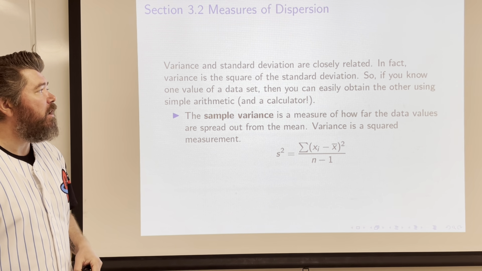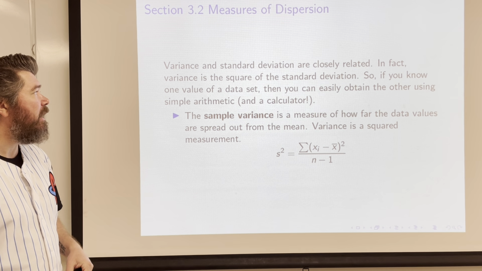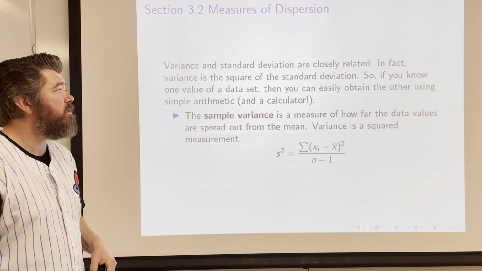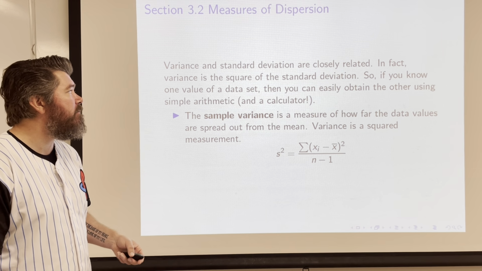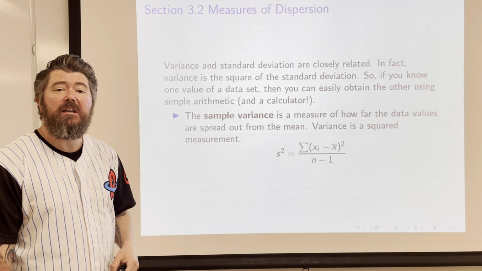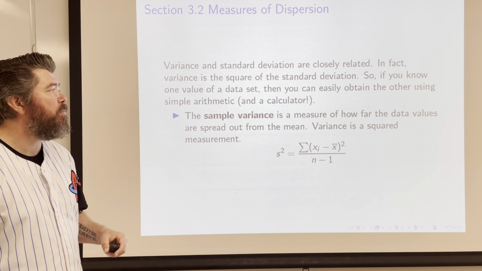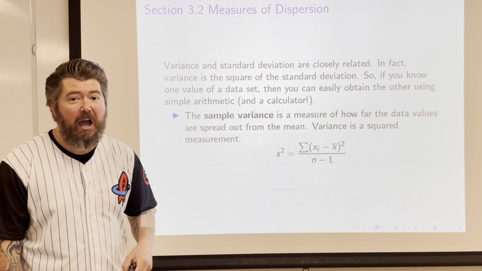Variance and standard deviation are closely related. In fact, variance is the square of the standard deviation. So if you know one value of a data set, then you can easily obtain the other using simple arithmetic and, of course, your calculator.